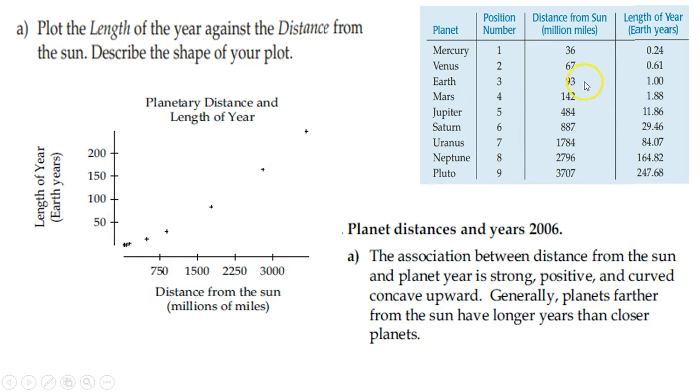The point is, this is the length of the year, meaning our year version of Earth years. That's why that's a 1, just in case you were curious there. Mars's year in Earth time is a little bit longer because it takes a longer trip around the sun, which is where all this is coming from. But anyway, point is, it looks like there could be a pretty strong positive association.